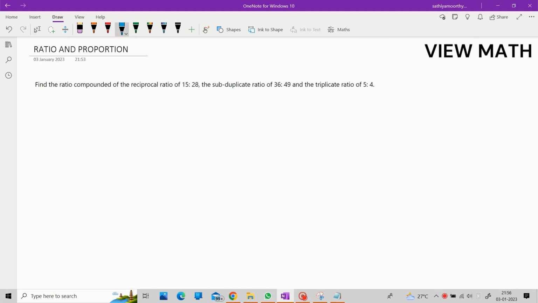Find the ratio compounded of the reciprocal ratio of 15 is to 28, the subduplicate ratio of 36 is to 49, and the triplicate ratio of 5 is to 8. So first we have to find out the reciprocal ratio, and then the subduplicate ratio, and then the triplicate ratio. After finding all these three, then we have to do the compound ratio.